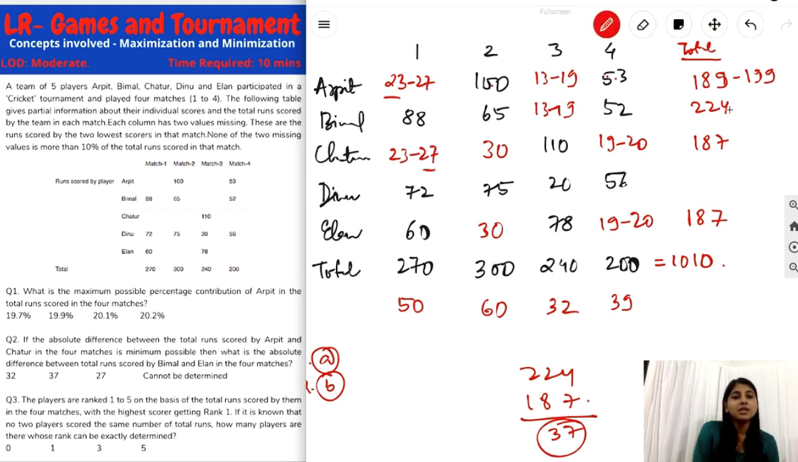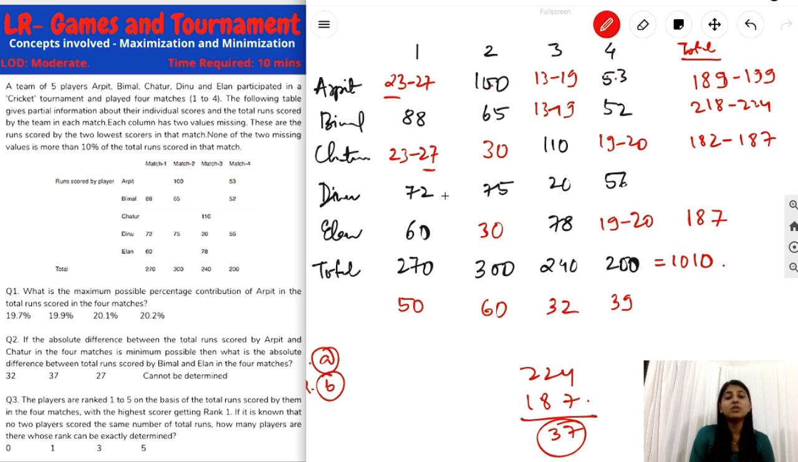For Vimal, it's 224, we had considered 19, that is when it is 224, which means if we consider 13, it will be 6 less, so it can be 218. 218 to 224. For this one, Chetan, we had got 187 when we took the higher values like 27 and 20. But what will happen if we take the lower range? So subtract from 187, 1 and 4, 5. So we have 182 to 187.